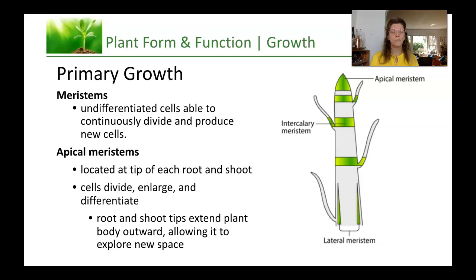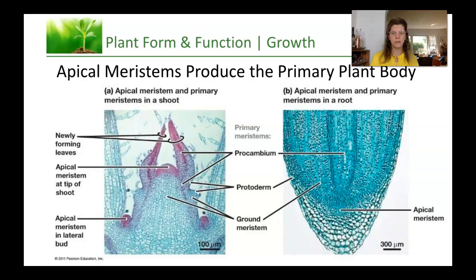And we particularly focus on the apical meristems, which are going to be at the tip of each root and shoot, as you can see here up at the top. And those cells divide, enlarge, and differentiate. Root and shoot tips extend the plant body outward, allowing it to explore new space, usually for increasing surface area and acquiring water and nutrients. Apical meristems are pictured here.